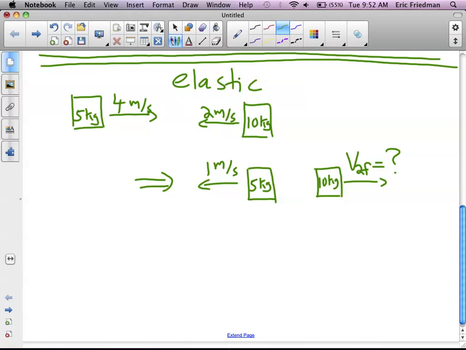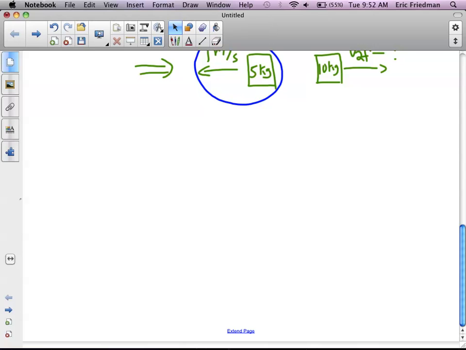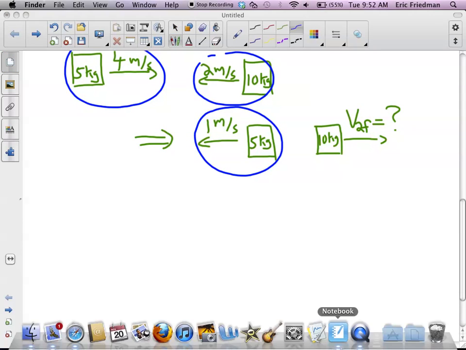So you see what I really need is 3 pieces of information here to solve these elastic collisions, at least how we're doing them now. When we start to talk about energy in a while, then we can solve them a little more easily. But I need this piece of information, this piece of information, and this piece of information in order to solve the problem. So let's go ahead and figure out what the solution to this problem is. What's V2F?